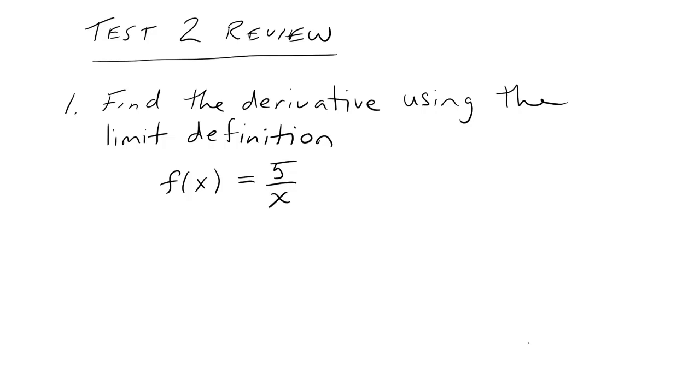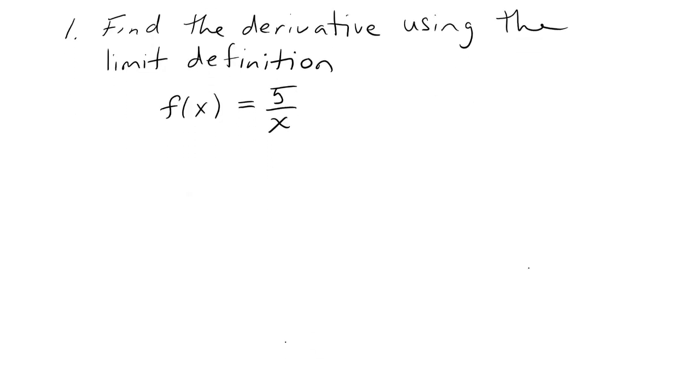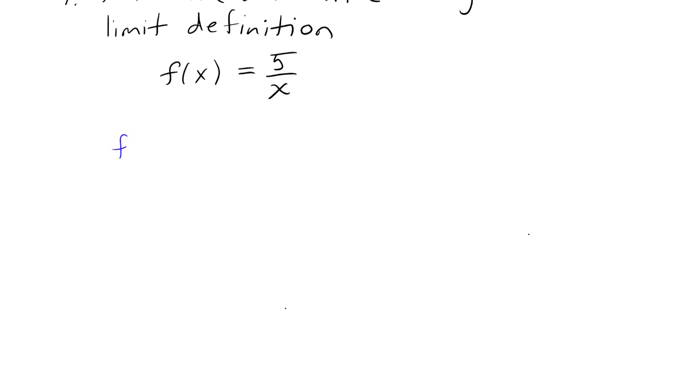Okay, let's review some of the derivative taking from chapter 3 here as a review for test 2. So the first one here, find the derivative using the limit definition. Okay, so if we're going to do the derivative of 5 over x using the limit definition, then let's remember that that means f prime of x is the limit as h approaches 0, f of x plus h minus f of x over h.